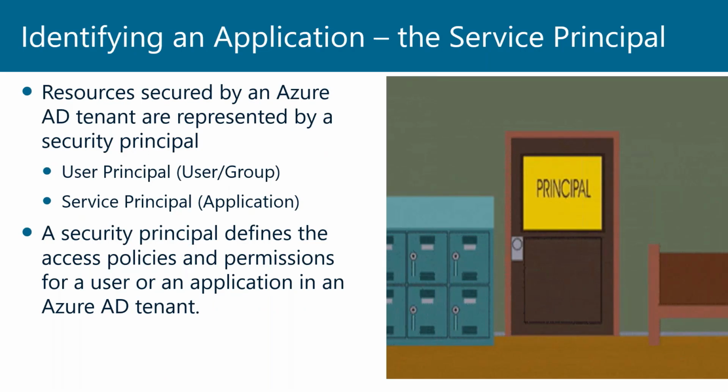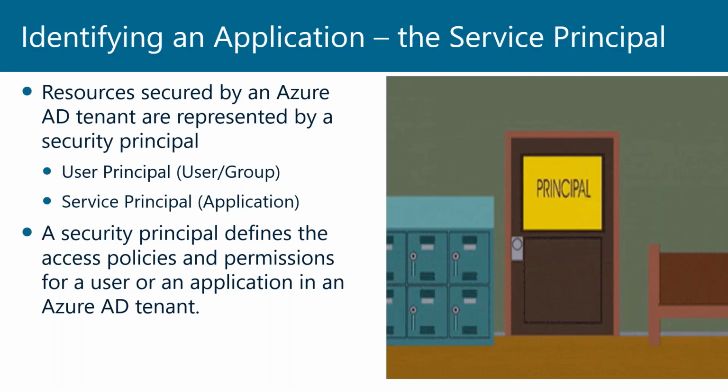Now, in order to use role-based access control in Azure, the thing that needs access must be represented by what's known as a security principal in Azure Active Directory. There are two kinds of security principals we can work with. User principals represent users or groups, and service principals represent applications. And then on these principals, we can assign access policies and permissions to access and work with resources in Azure.